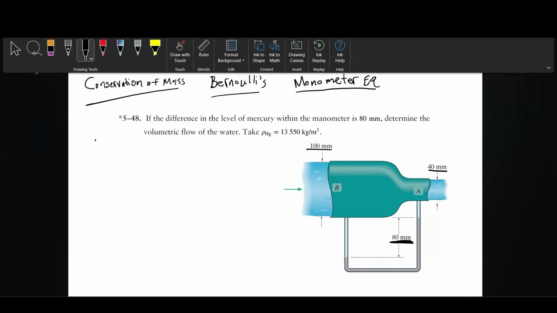So Bernoulli's, again, I think that's how you write it. Our entrance is B, so I'm going to put PB over rho plus VB squared over 2 plus GZB equals PA over rho plus VA squared over 2 plus GZA.